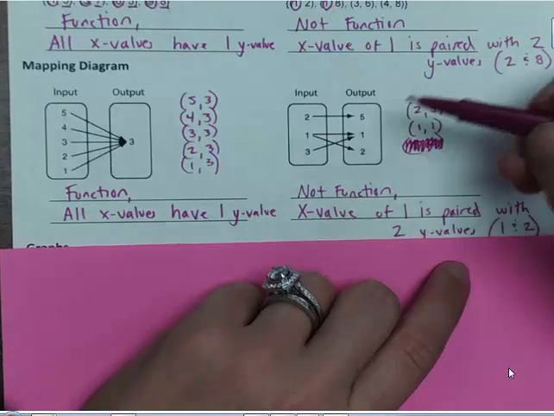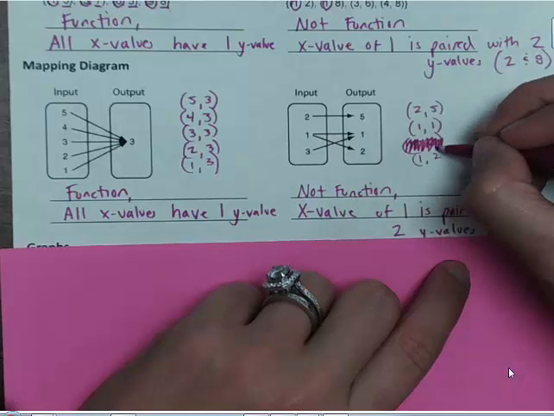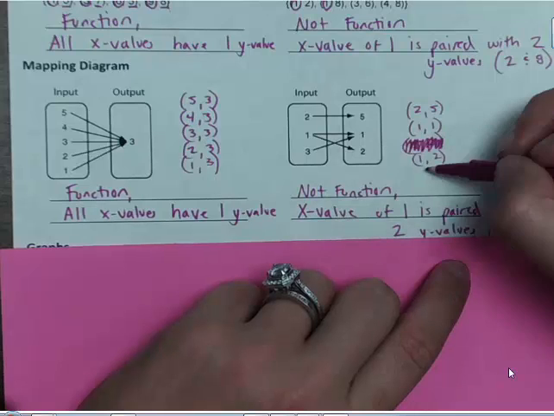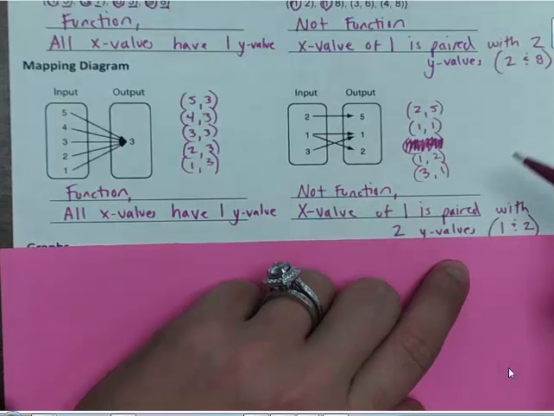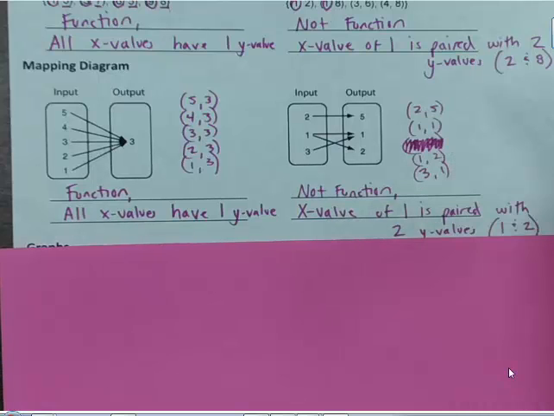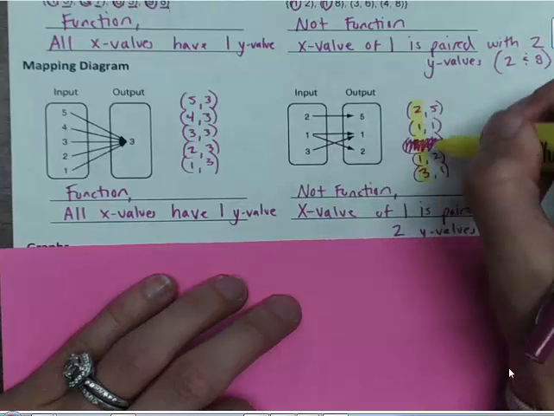Okay, this next point is 1, 2. And this last point, this 3, is connected with the 1. So now when I'm looking at my points, my x values, which are my inputs, I have 2, 1, 1, and 3. I have the same x value.